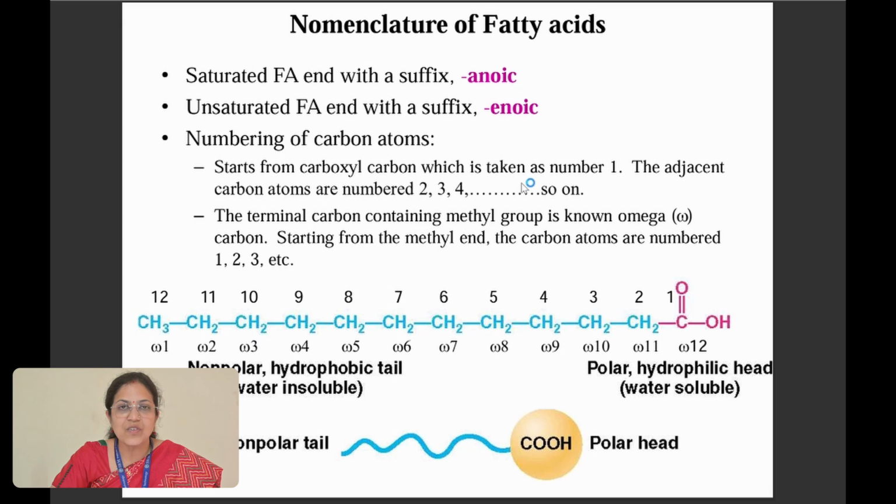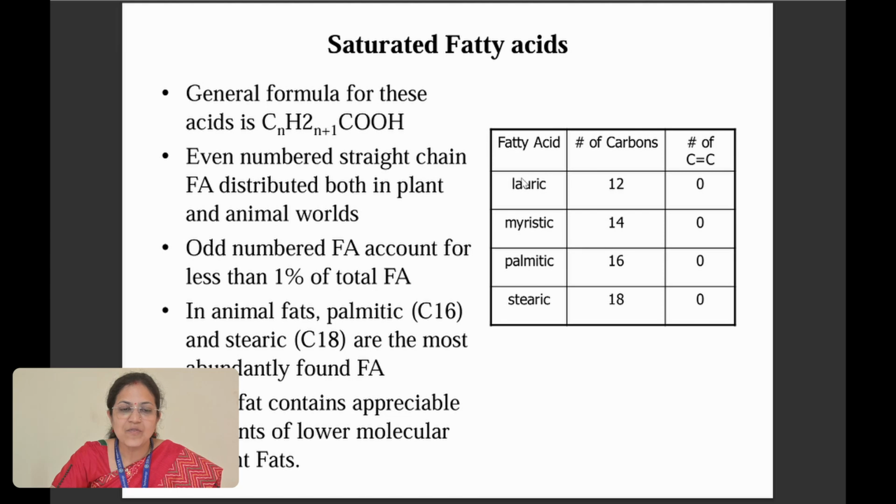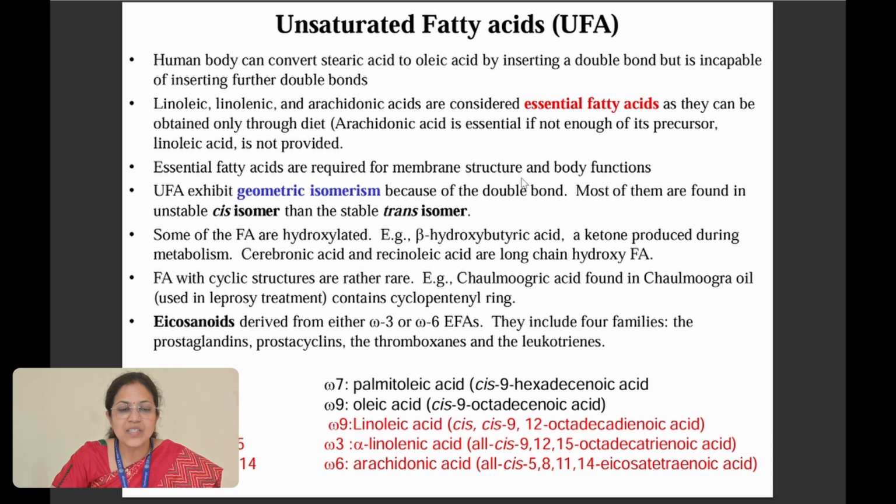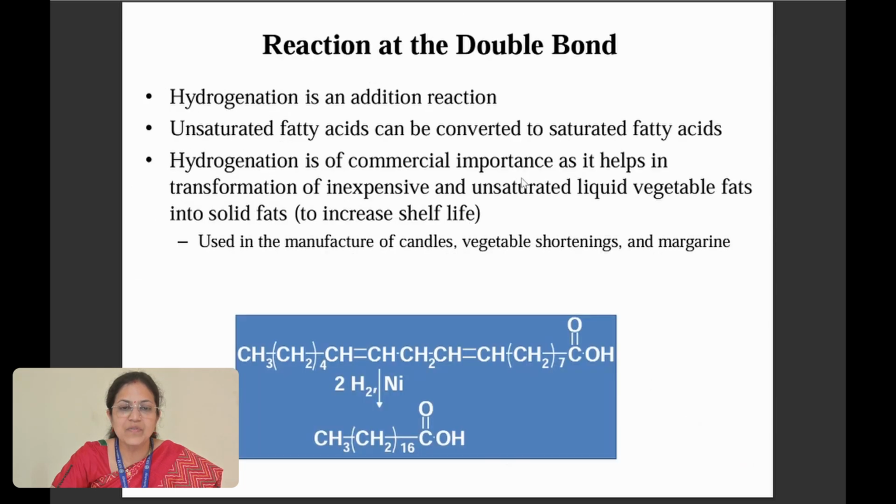Now if you see the structure of fatty acids, they contain a polar head and a non-polar tail. The polar head is hydrophilic and the non-polar tail is hydrophobic. Saturated fatty acids have the general formula CnH2n+1COOH. These fatty acids are distributed in both plants and animals. Unsaturated fatty acids contain a double bond in the structure. They are involved in very important body functions, and they are also found in the structure of cell membranes.